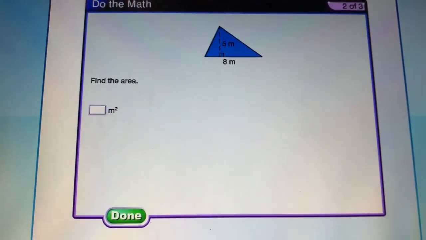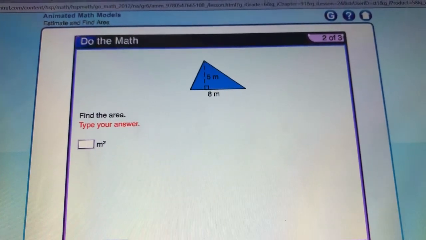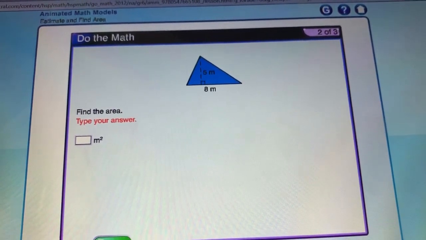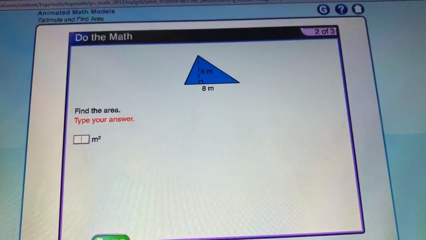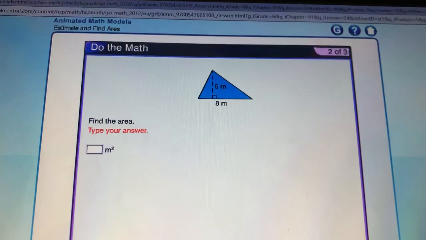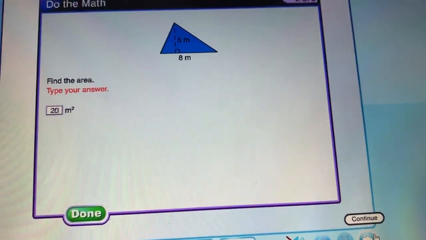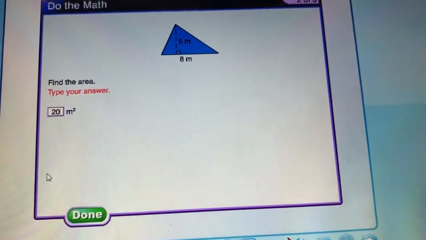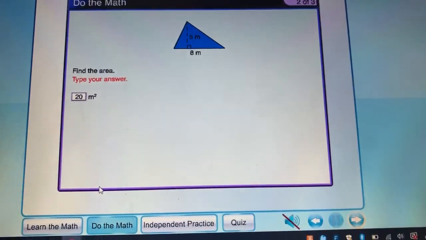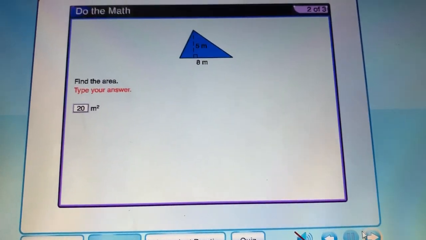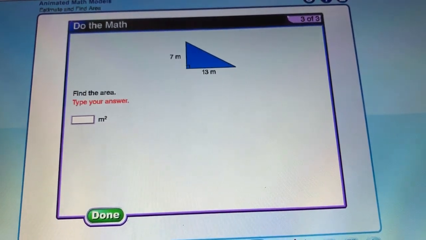How about this one? We did the triangle last time. So now they're giving us triangles as well. Do you remember what it was? It was length times width divided by 2. So here we have 8 times 5, which is 40, divided by 2 is going to be 20. Let's see what we got. Yep. We got it.